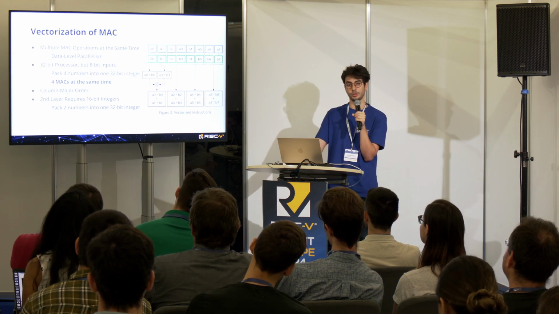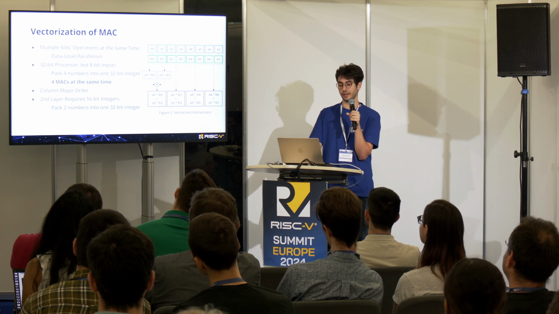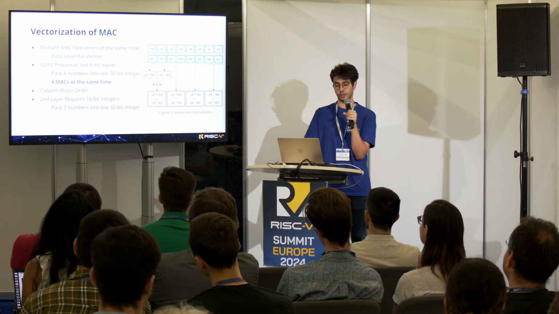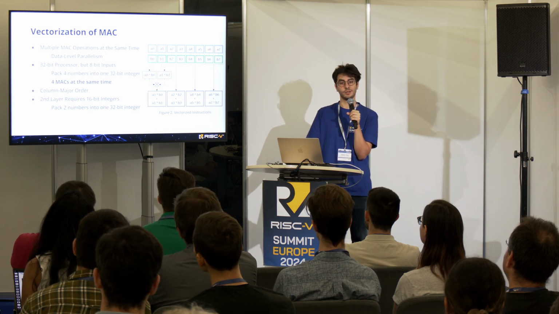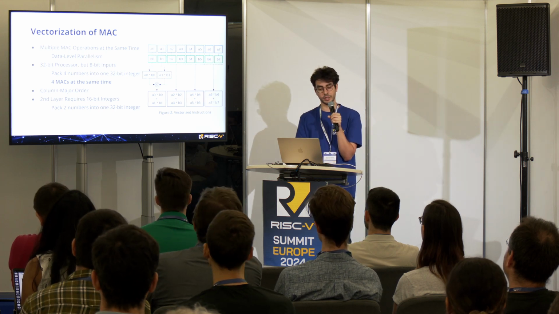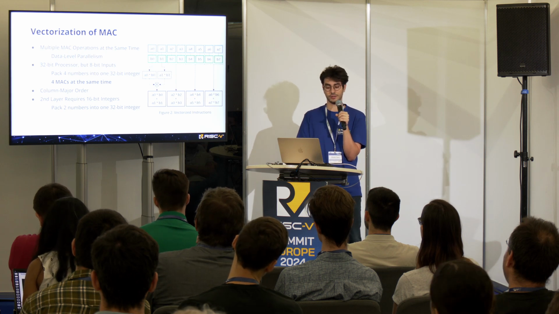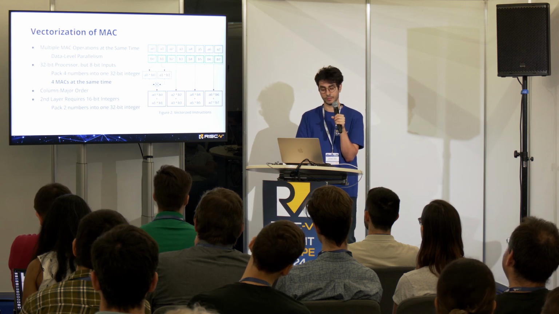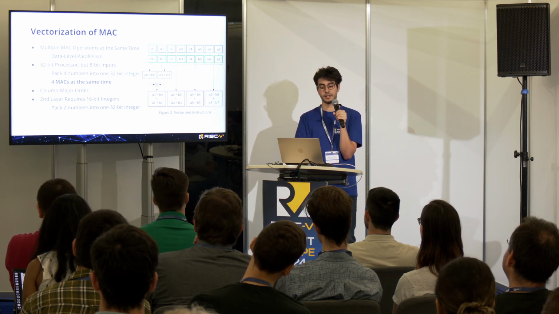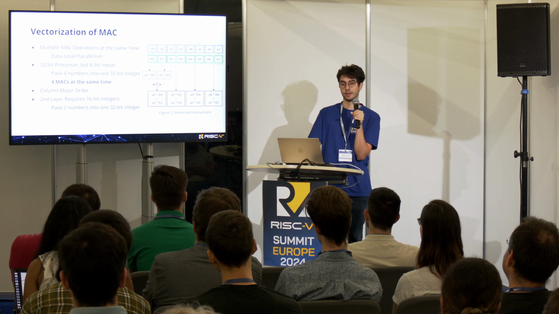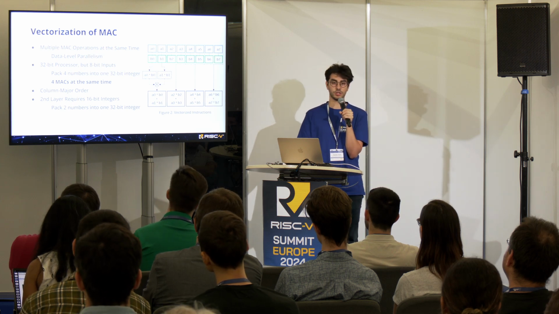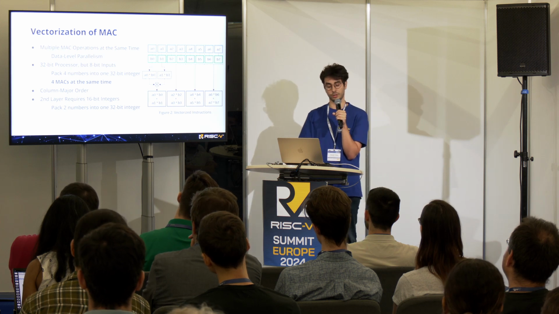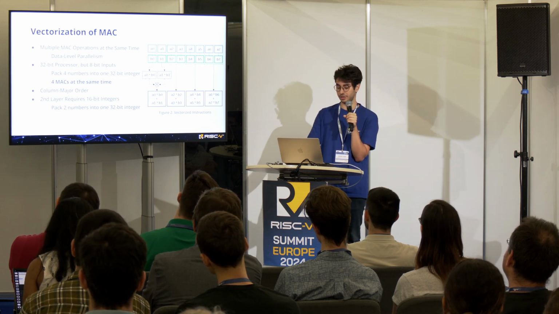So what it allowed me to do is multiple MAC operations at the same time. So we have a 32-bit processor, but our inputs were 8 bits, which means we can pack 4 of these into one 32-bit integer. So we could do 4 MAC operations at the same time. However, in the second layer, I had to pack only 2 numbers into one 32-bit integer because of the accumulation, the numbers exceeded 8-bit. So I had to use 16-bit integers for them.